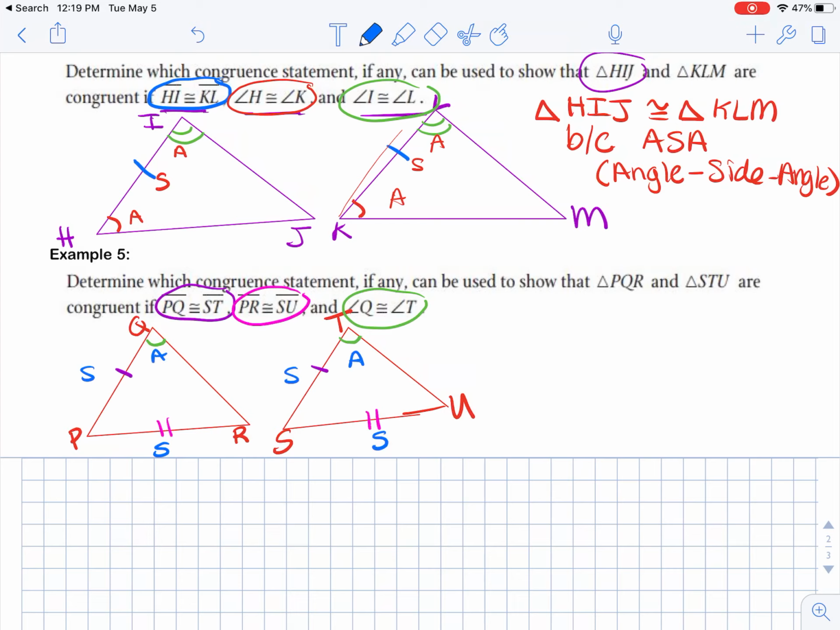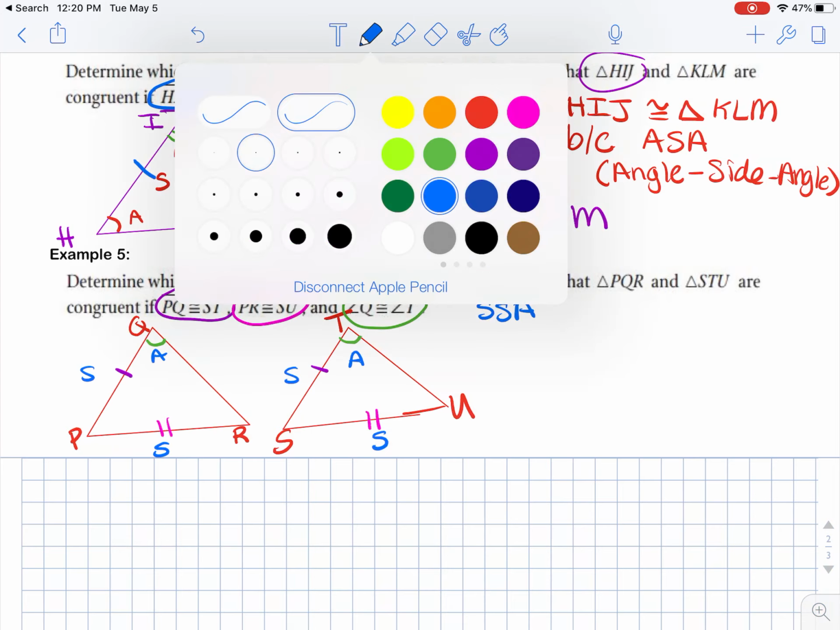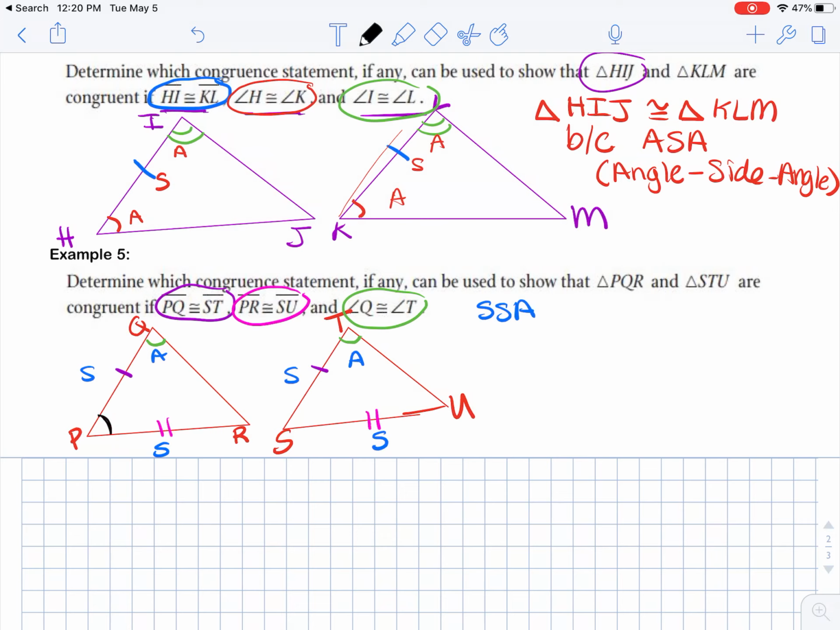So is this enough to say that the triangles are congruent? Well, do you notice how if I was to name this, it would be SSA. There is no such thing as side-side angle. If the angle was in between the two, we would be good to go because that would be side, angle, side. But it's not. It's not in between the two sides. So there is no such thing as side-side angle. So these triangles are not congruent.